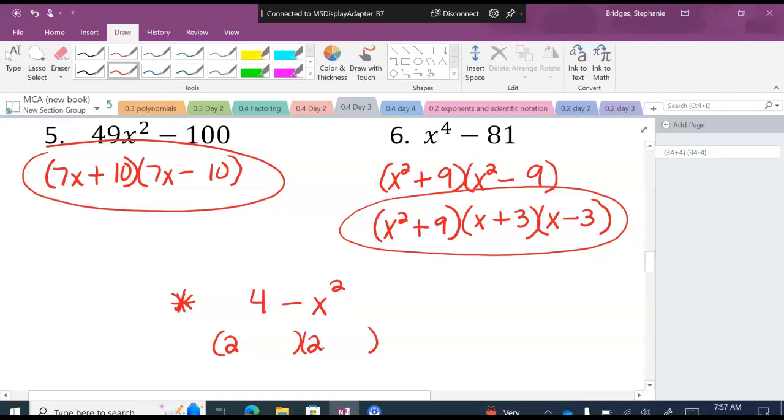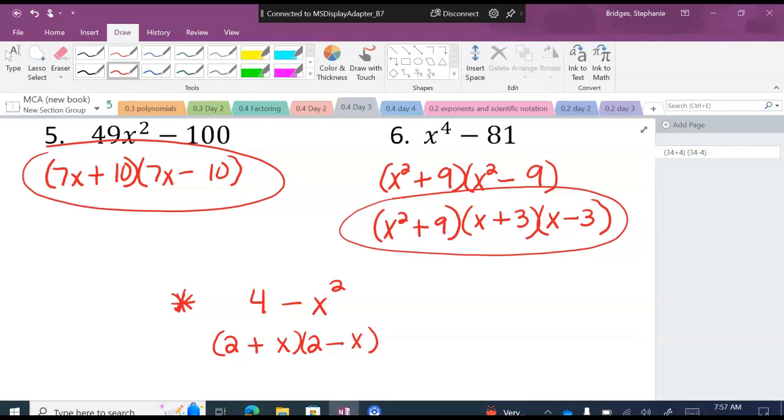Then we take the square root of the second term. What's the square root of x squared? X. And we still do 1 plus and 1 minus. Don't let the order, because you're used to the variables being first, make you switch it around. Think about it like this.